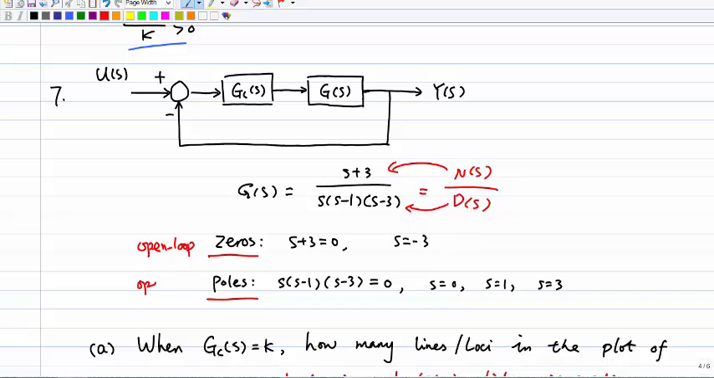The zeros and the poles are also called the open loop zeros and open loop poles. They are determined by G(s). For the zeros, you set the numerator to be 0 and compute the solution, so the open loop zero is negative 3. For the open loop poles, you set the denominator D(s) to be 0, and you get the poles: s is 0, s is 1, s is 3.